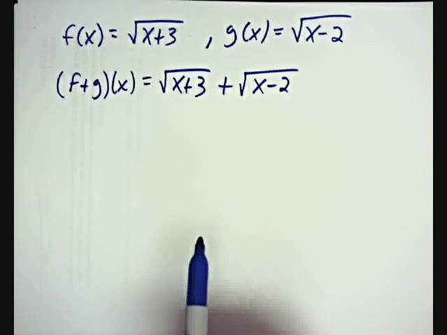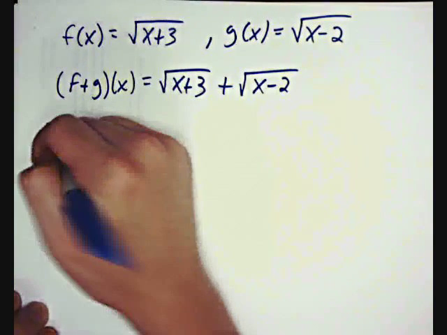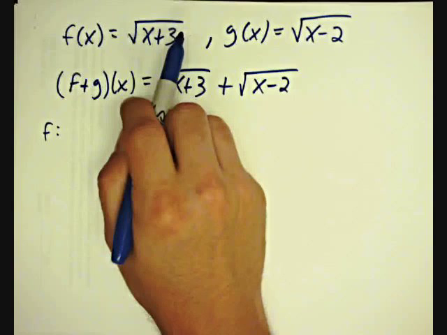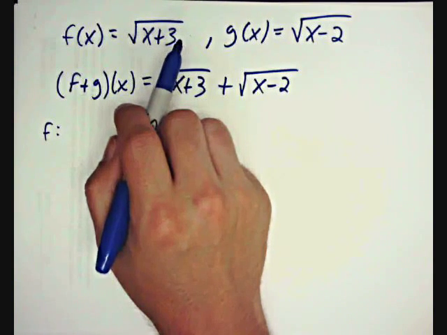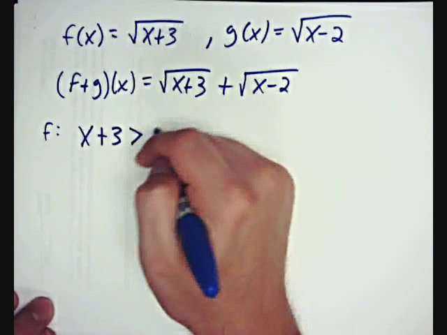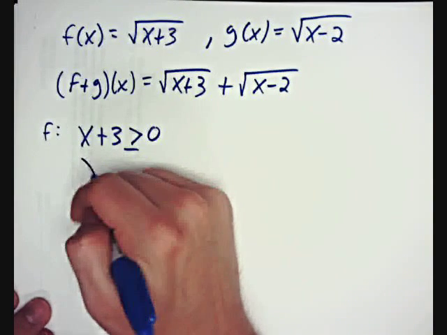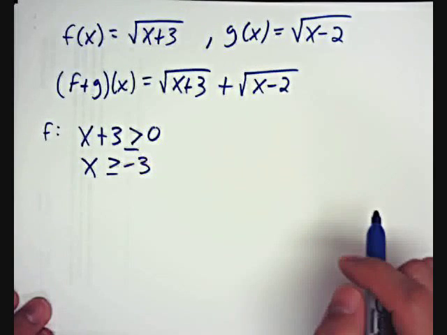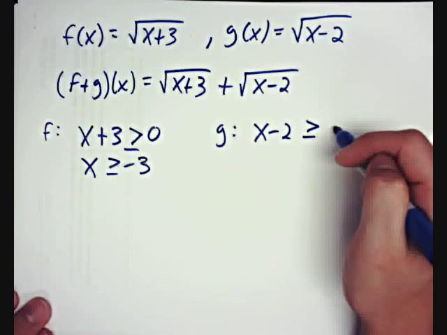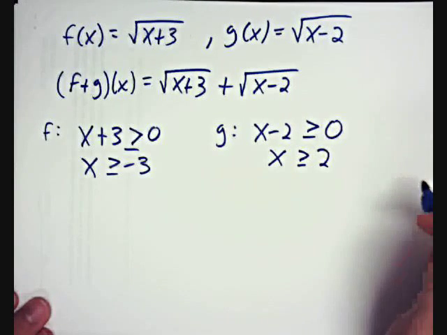Okay, but for our domain, this is the part that requires the most thought on this problem. If I look at the domain of f, the square root of x plus 3, we need to have x plus 3 greater than or equal to 0, because we don't want to have negatives under a square root. If we solve this, we get x is greater than or equal to negative 3. For g, x minus 2 is greater than or equal to 0. If we solve this by adding 2, we get x is greater than or equal to 2.